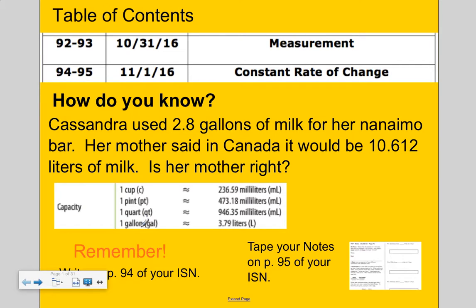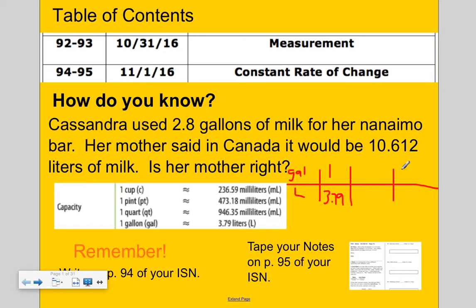1 gallon is approximately 3 and 79/100 liters. So for those who prefer tables, this will be for gallons, and this will be for liters. You could write it the other way around if that is what you prefer. So 1 gallon is equivalent to 3 and 79/100 liters.